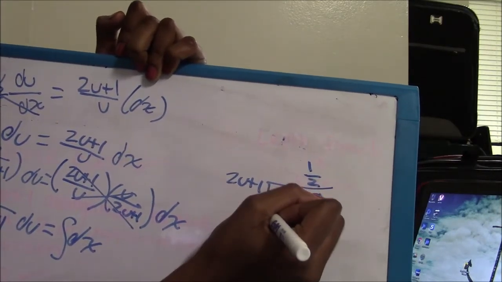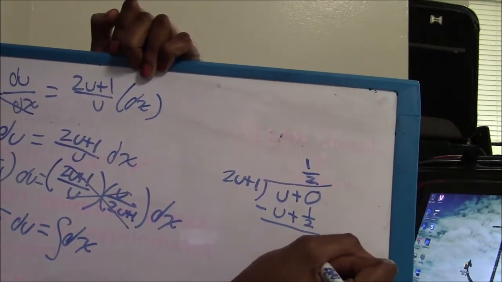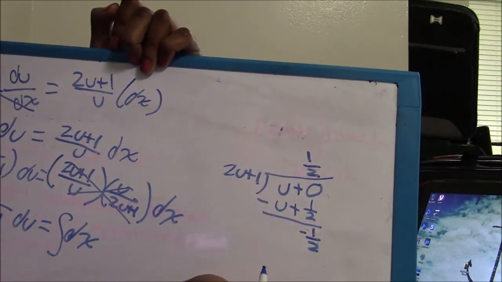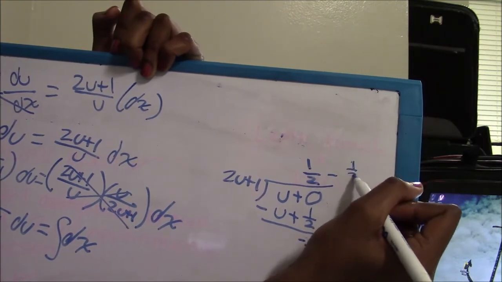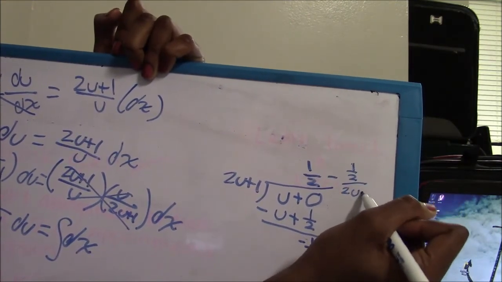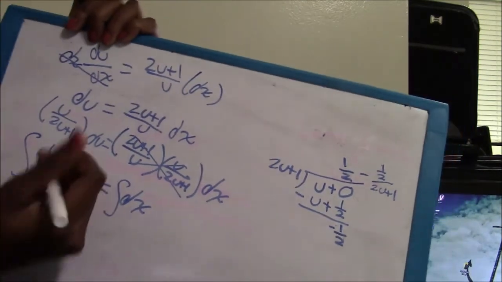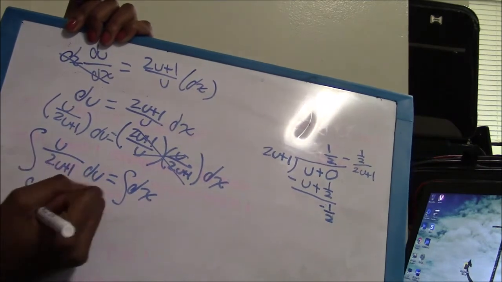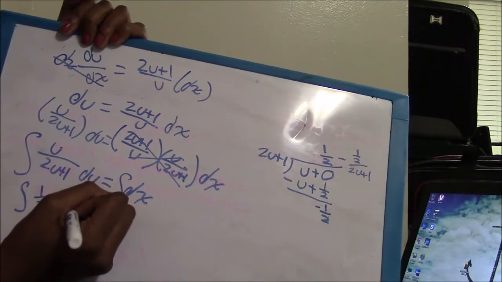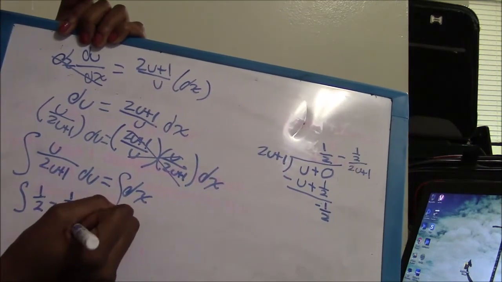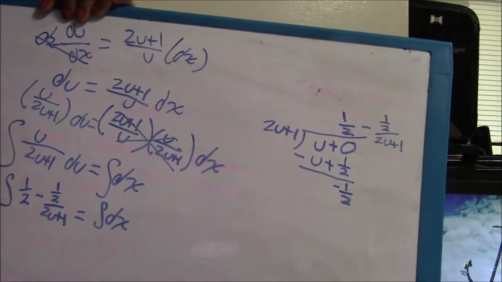Now we're going to subtract them. So 0 minus 1/2 is going to be negative 1/2. u minus u is just 0. So we have a remainder of minus 1/2 over 2u plus 1. Okay, so we can put this in. We can say that this is equal to 1/2 minus 1/2 over 2u plus 1 equals the integral of dx.